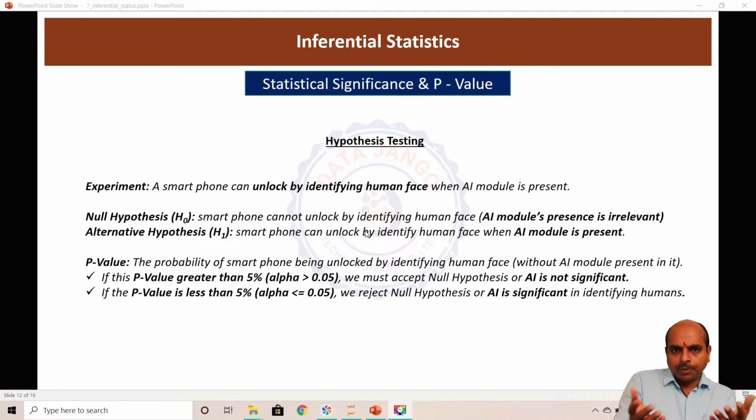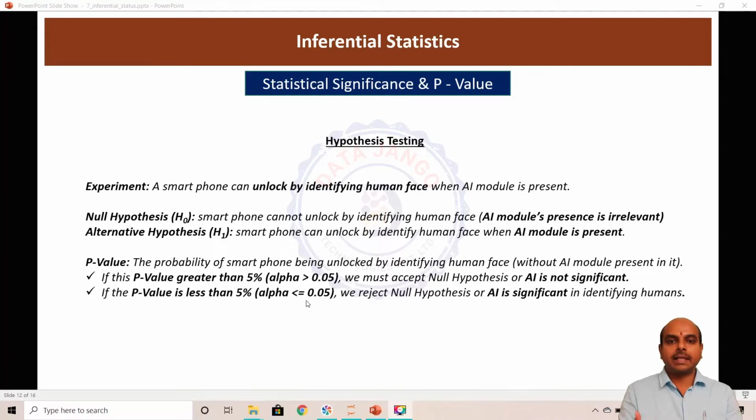So if 2 phones opened up, then also we can reject the null hypothesis because the significance level is 5 here. If 5 times it opens up, even then we can accept the alternate hypothesis. It is less than or equal to 5. So more than 5, right? If 6 phones open up without AI module, the phone without AI module, it's opening up when you are showing the owner's face out of 100, right? Then you can accept the null hypothesis and say that the AI module is not significant. This is called as statistical significance test or hypothesis testing.